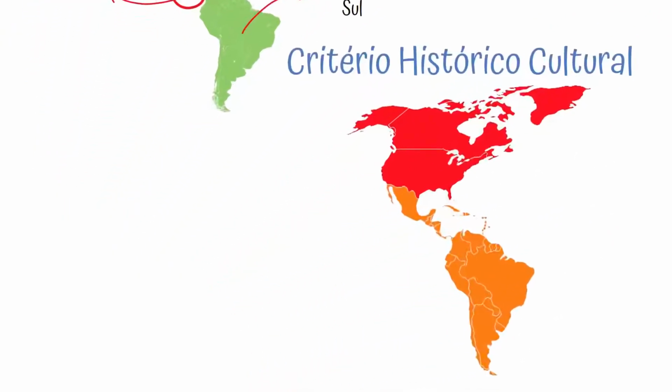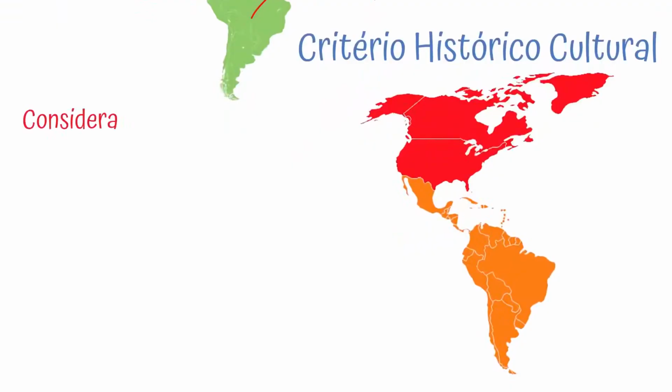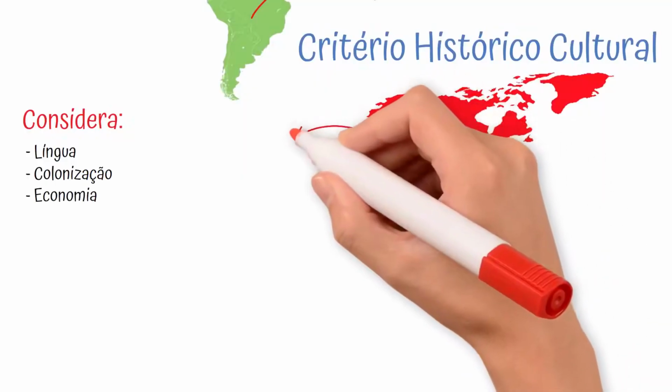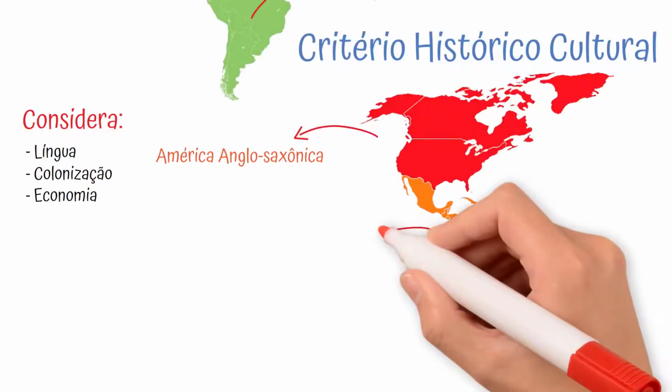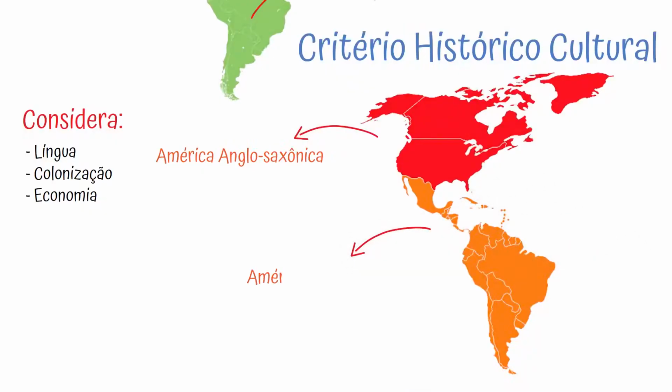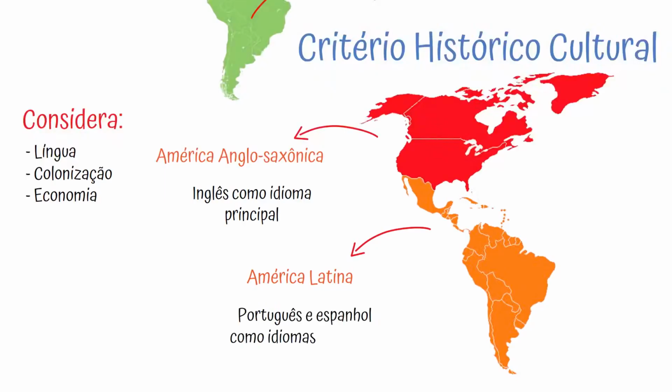However, we also have a second way to regionalize the Americas, which follows the historical cultural criteria, meaning it essentially takes into account the language, the type of colonization, and also the economy. And within this criteria, we have two Americas, Anglo-America and Latin America. And here it's pretty easy to understand, okay? Anglo-America includes the countries where English is the main language, meaning only the United States and Canada. On the other hand, Latin America is basically all the rest, meaning the countries whose main language comes from Latin. That's where the name comes from, right?